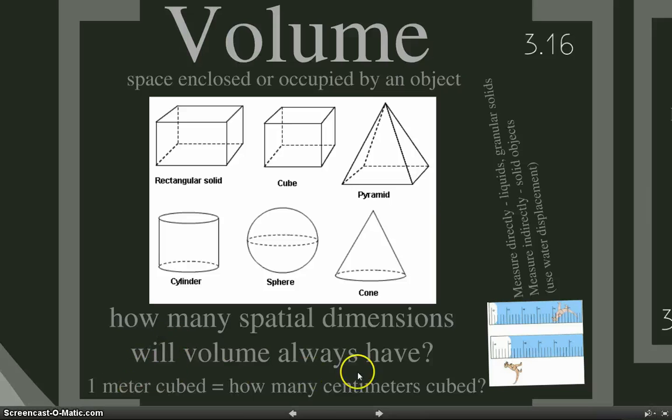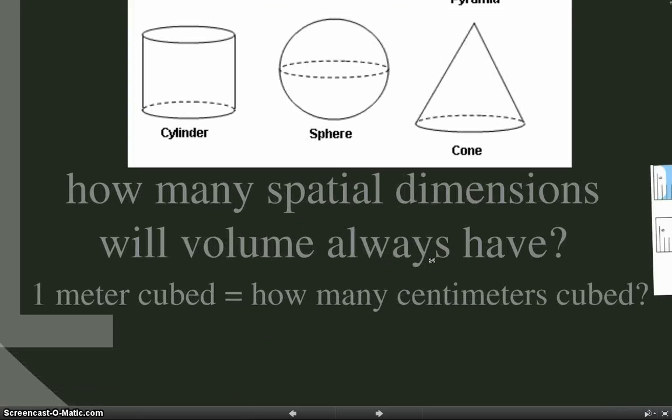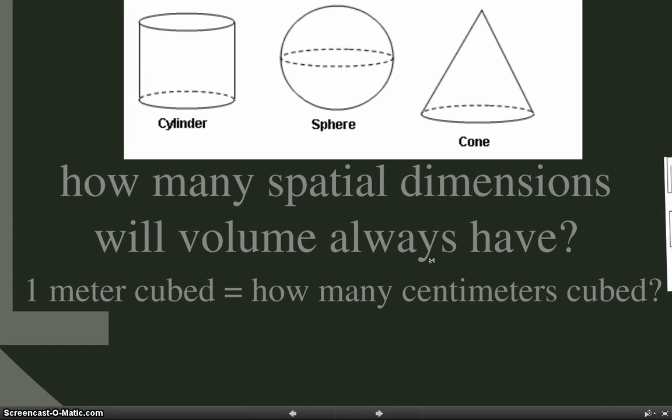So a volume will always be something cubed, okay? So here's another important idea to think about, okay? 1 meter cubed will be equal to how many centimeters cubed? I want you to answer that question for me.